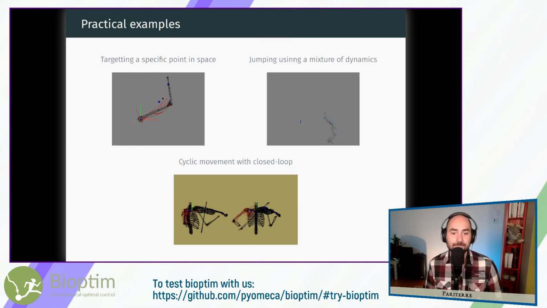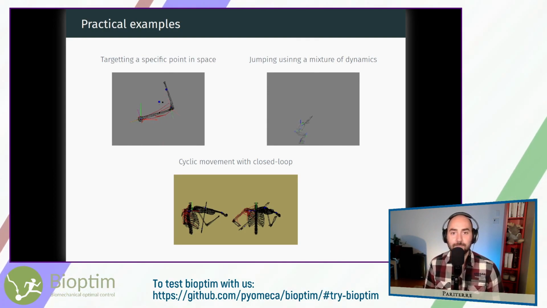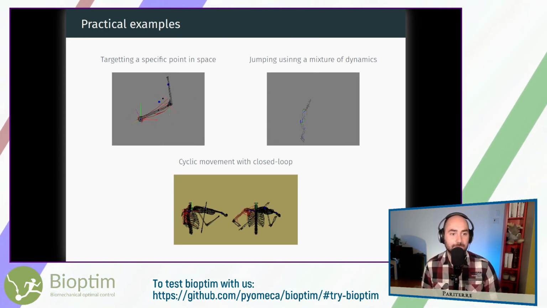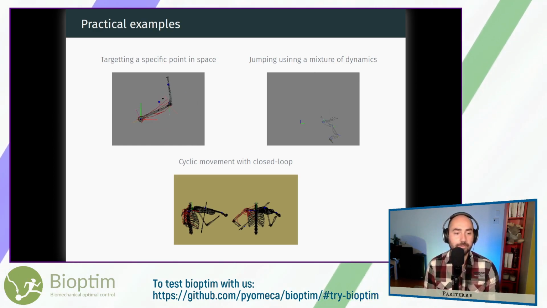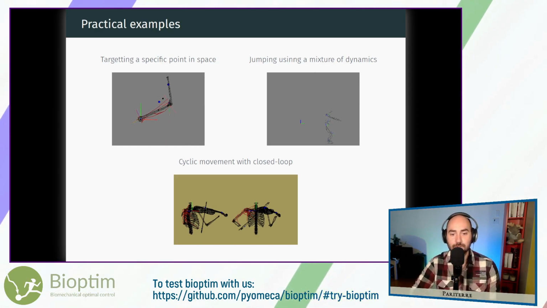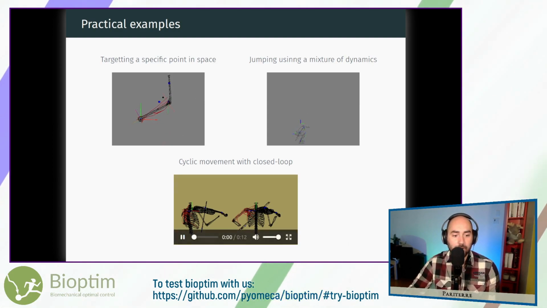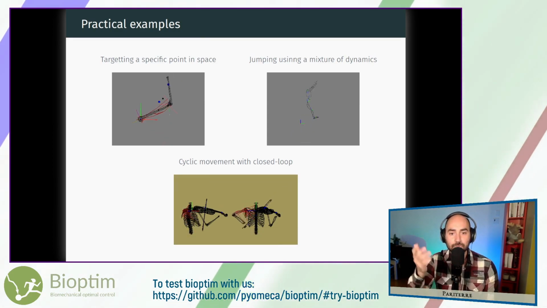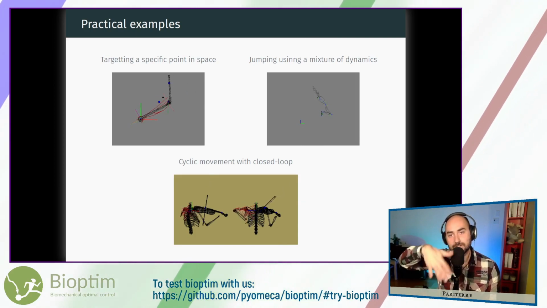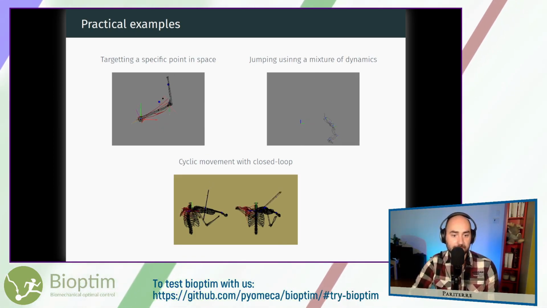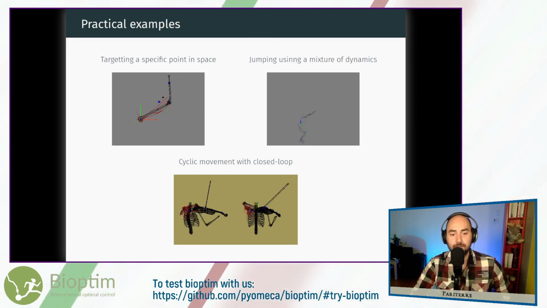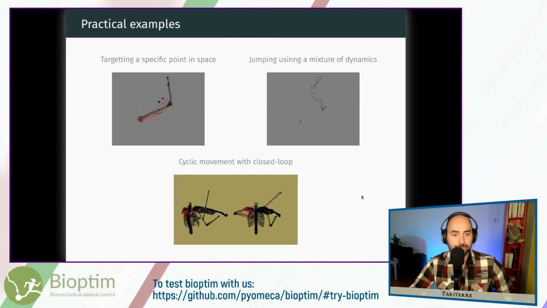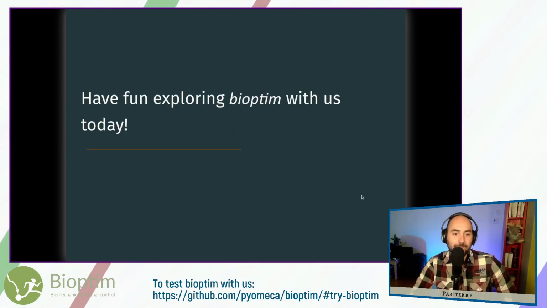Here are some examples that you can optimize using Bioptim. Targeting a specific point in space using muscle-driven optimal control. You can do a jump, so a mixture of dynamics: there's the dynamics on the floor and the dynamics in the air. Optimizing cyclic movement can also be done. So today we are going to explore Bioptim together.